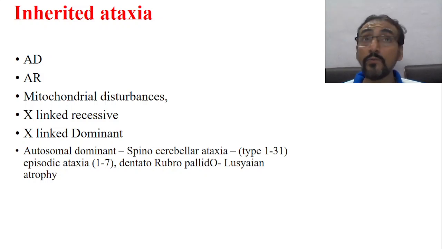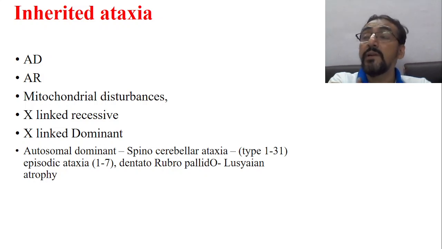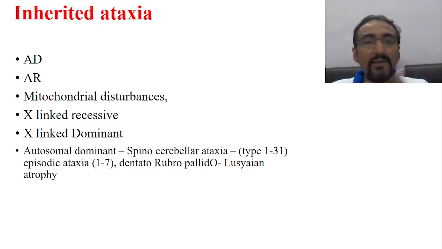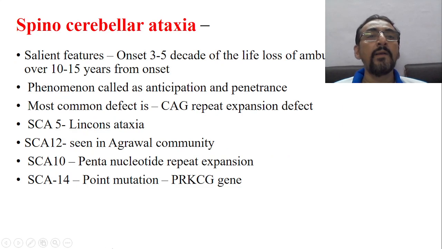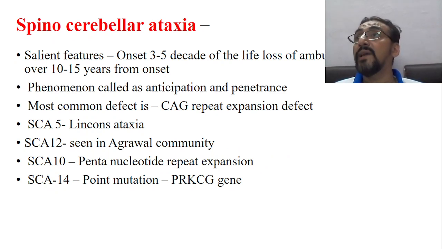Now, the autosomal dominant type of ataxia, that means ataxia occurring because of an autosomal dominant condition: the spinocerebellar ataxias, types 1 to 31 are there. Episodic ataxias, types 1 to 7, are there, and dentatorubral-pallidoluysian atrophy, like that, different disorders are there. Even spinocerebellar ataxia may be because of inherited causes.